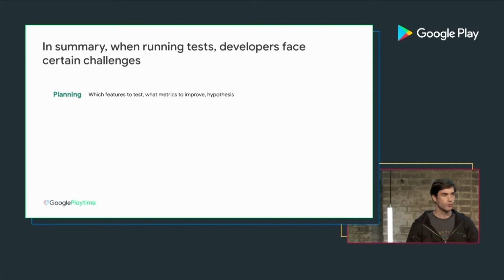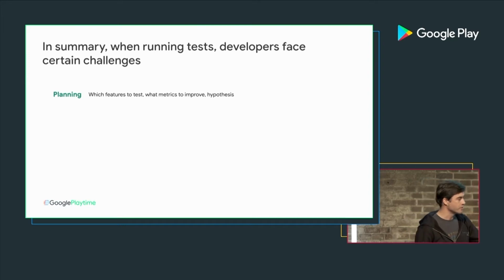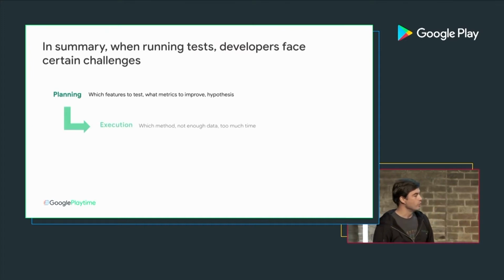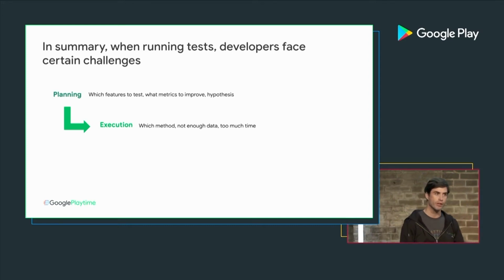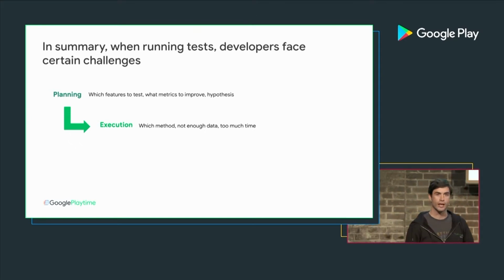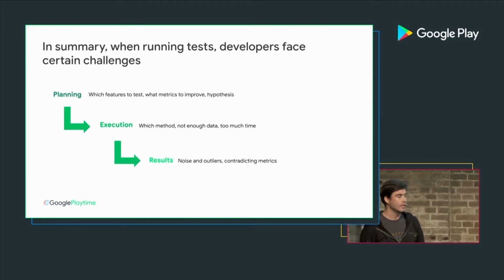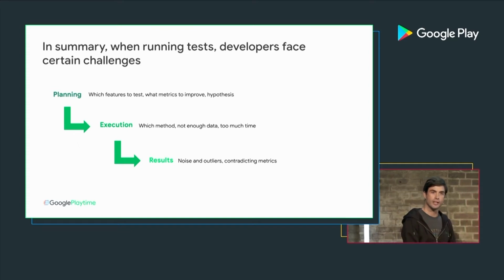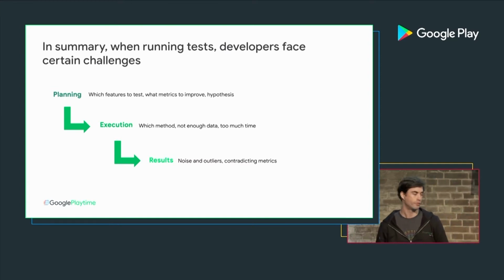So overall, when we ask developers, we identify challenges in different areas. The first one is about planning: what type of features do we test? How do we think about the hypotheses? We also saw that during the execution of those tests, what methodology are we choosing to run these tests? How do we make sure that data is reliable, or how long we're going to run the test for? And then when it comes to results, what do we do with noise and outliers? All of a sudden, I have a viral video that started talking about my game, and I have this new traffic that is reacting in a different way.